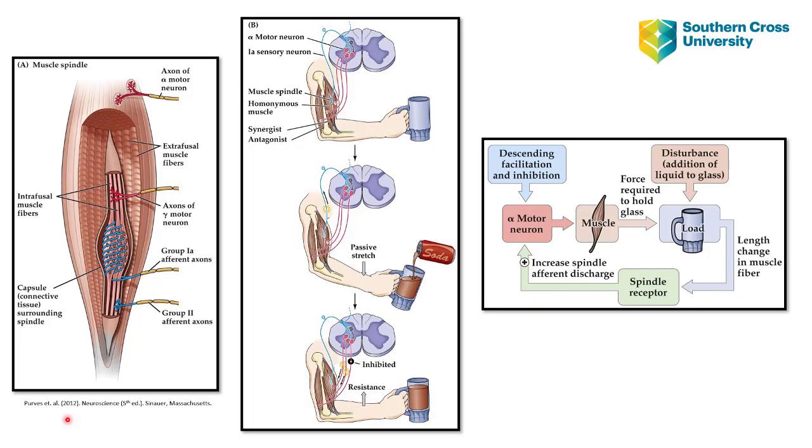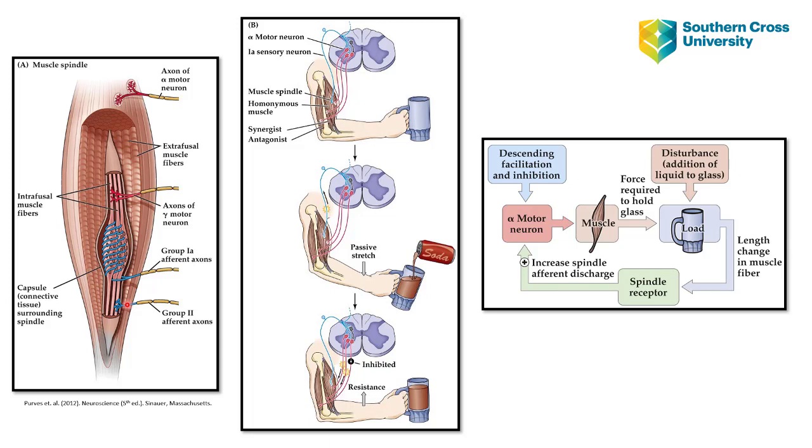So, muscle spindles. The muscle spindles are our stretch receptors. There are two different types of afferent endings or sensory endings. We have these annulospiral group 1A afferent axons, and we have our group 2 afferent axons, which are our flower spray endings. They both function to sense the stretch of a muscle, but in slightly different ways.